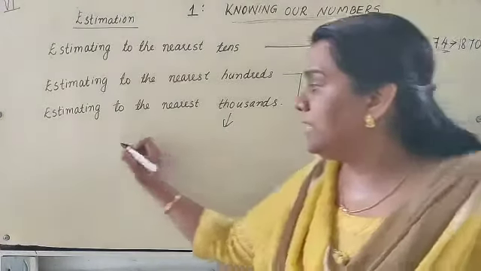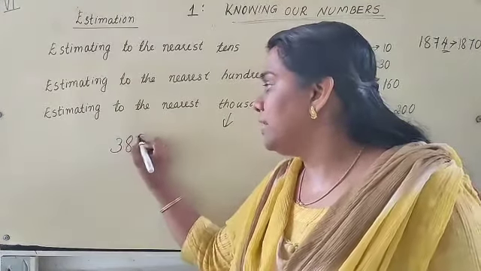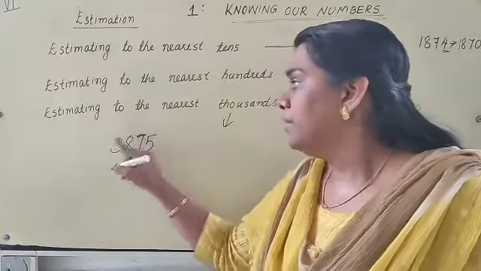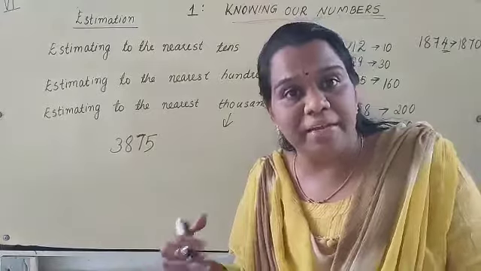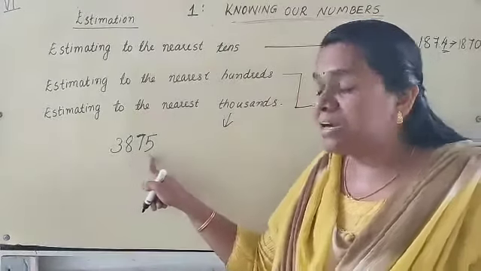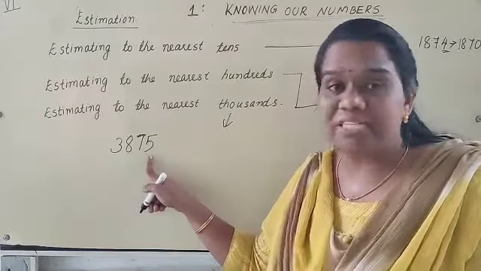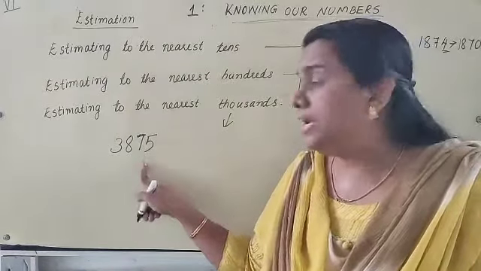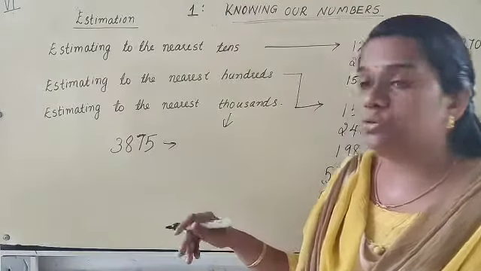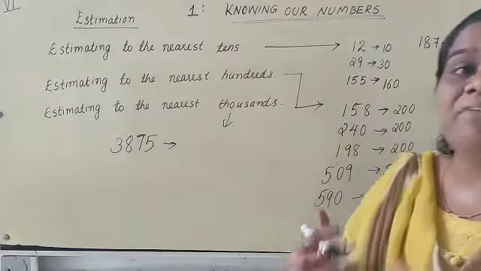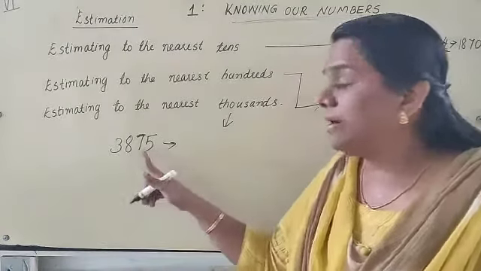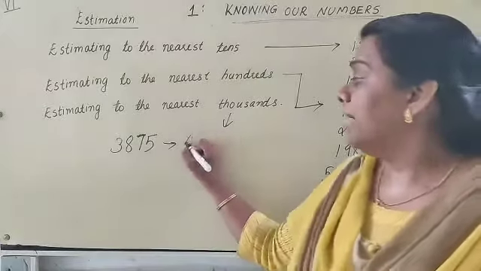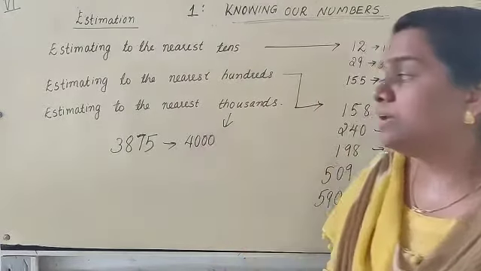How to estimate to the nearest 1000? 3875. This number is between 3000 and 4000. 875 is in the hundreds place. So here we round off to the next, as it is more than 500. If the number is more than 500, then we round off to the next, that is 4000.